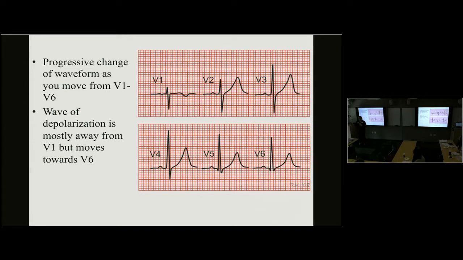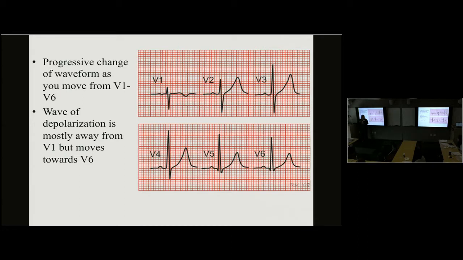If I have an EKG electrode here, as this electrical impulse goes towards those electrodes, it's positively reflected on the EKG. If it was moving away from the electrode, then it would be negative. So positive means it goes up this way, negative is when it goes down this way. So as you can see, remember V6 I told you is way out here, as the electrical impulse travels out to there, it goes from being negative to more positive. And then some people will continue to be really positive out to V6, but usually they'll start to get a little bit negative.